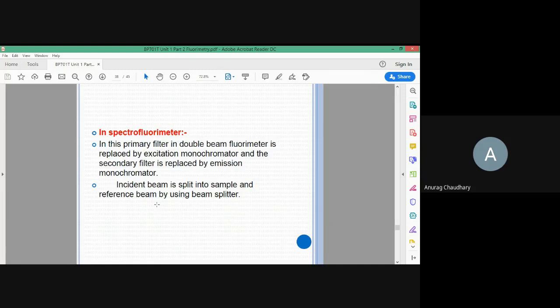Now, in the spectrofluorimeter, the primary filter of the double beam fluorimeter is replaced by an excitation monochromator, and the secondary filter is replaced by an emission monochromator. The incident beam is split into sample and reference beams by using a beam splitter.